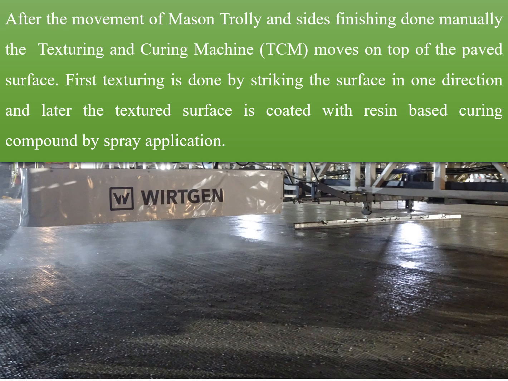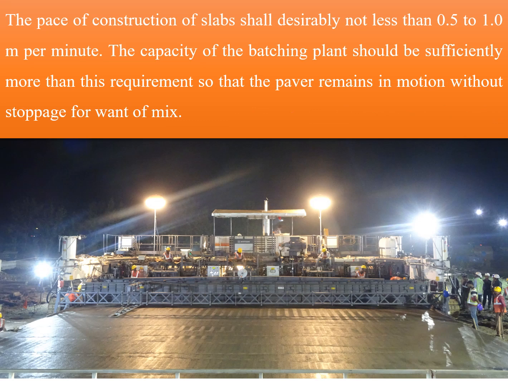The pace of construction of slabs shall desirably be not less than 0.5 to 1 meter per minute. The capacity of the batching plant is generally decided to be sufficiently more than the requirement, so that the paver remains in motion without stoppage for want of mixers. That means there has to be a sync between the production of concrete, the transportation of concrete, and then the paving speed of the paver.